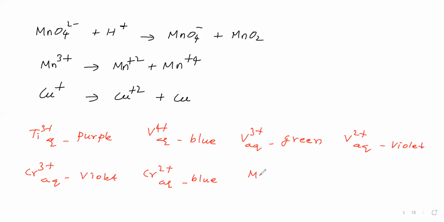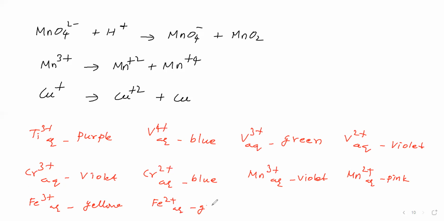Mn3 plus aqueous is violet. Mn2 plus aqueous is pink. Fe3 plus aqueous is yellow. Fe2 plus aqueous is green.